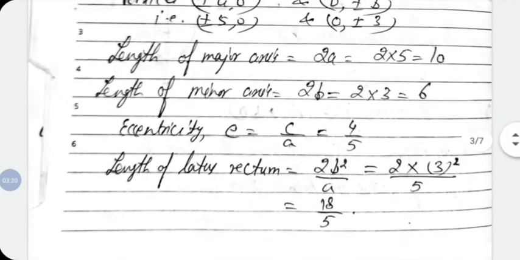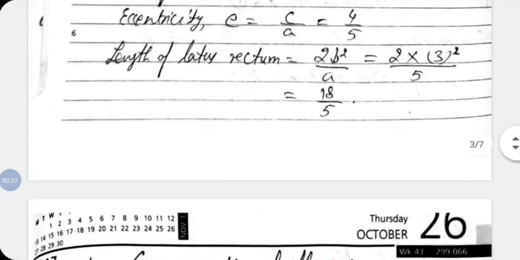Length of minor axis 2b is 2 into 3, that is 6. Eccentricity c upon a, that is 4 upon 5. Length of latus rectum becomes 2b square upon a. Placing the value, it becomes 18 upon 5.